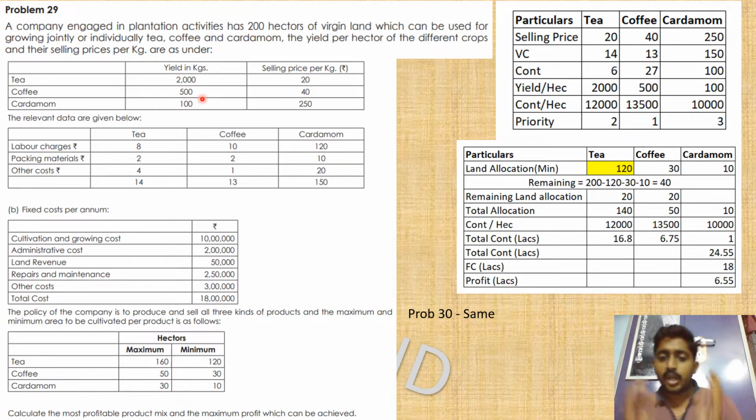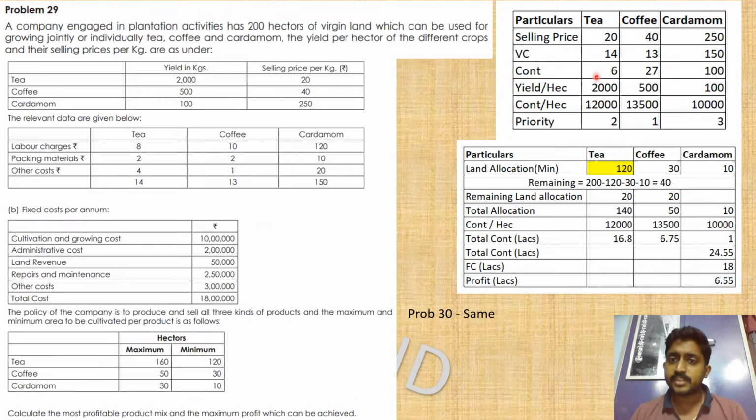Okay, so now what we have to do, because the question asked, is find the product mix. We have 200 hectares of land and three crops, as our expertise is in making those three crops only. How much area can we allocate to these three crops, and which is the most profitable crop? So we have to find which is the most profitable crop.